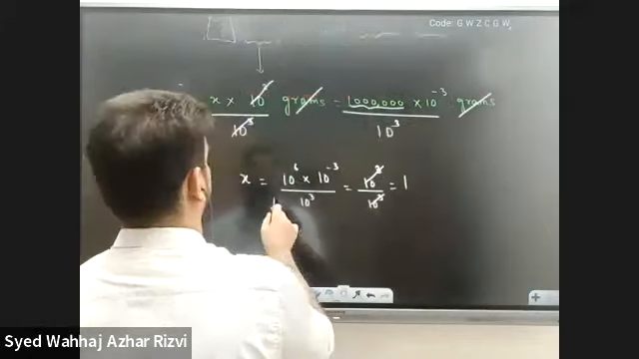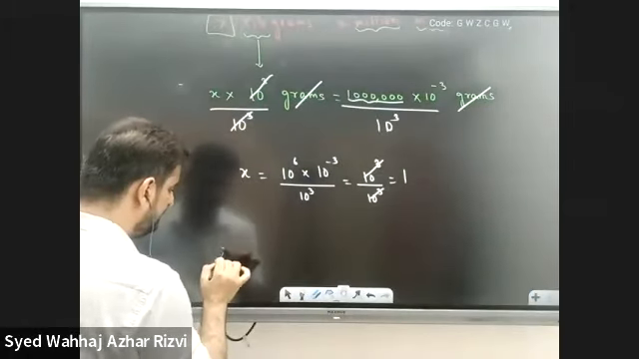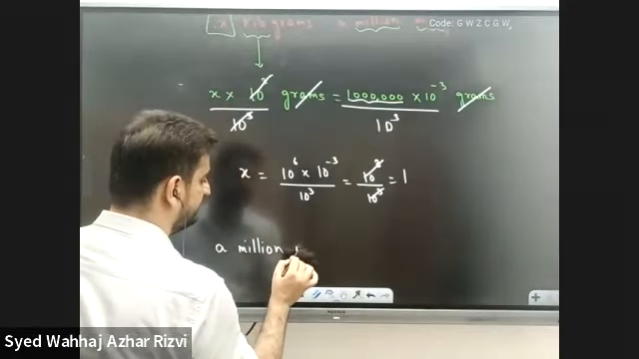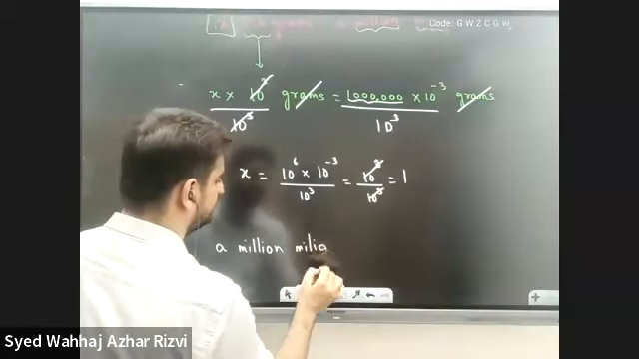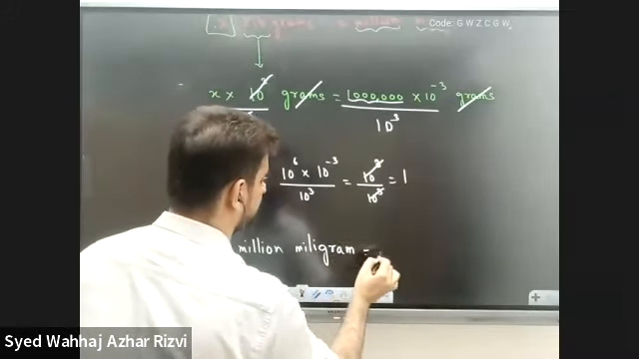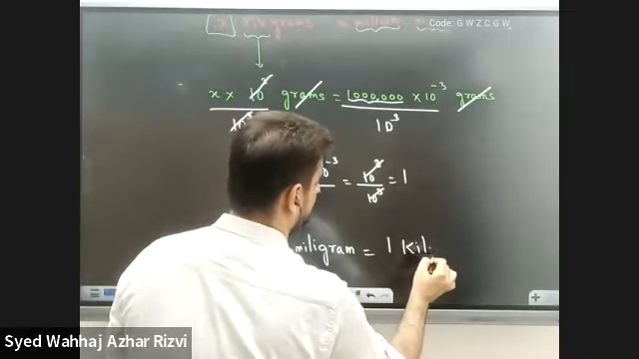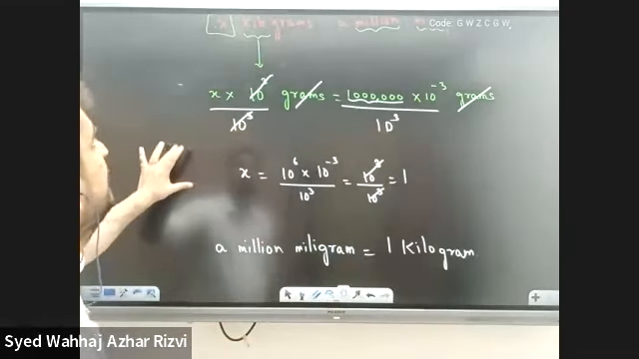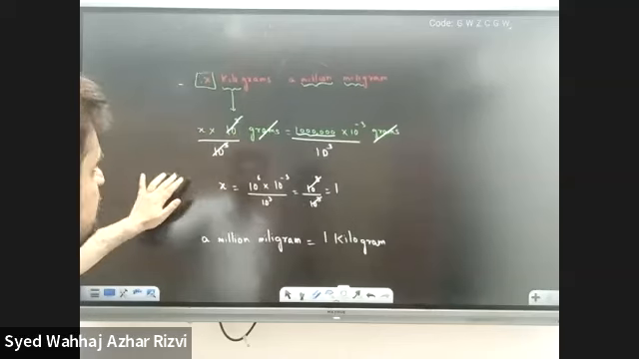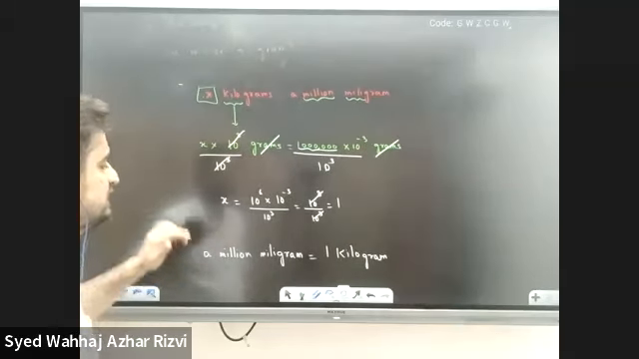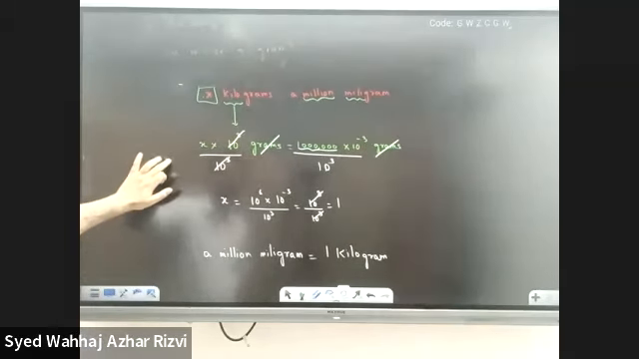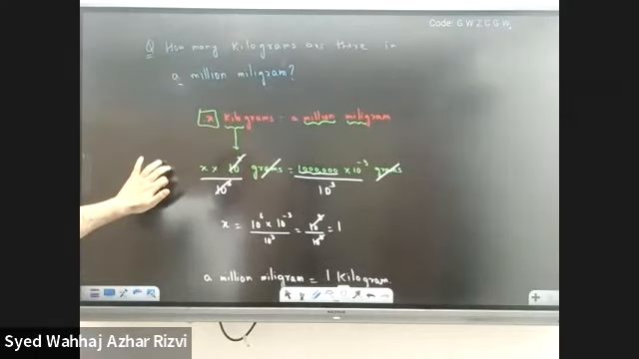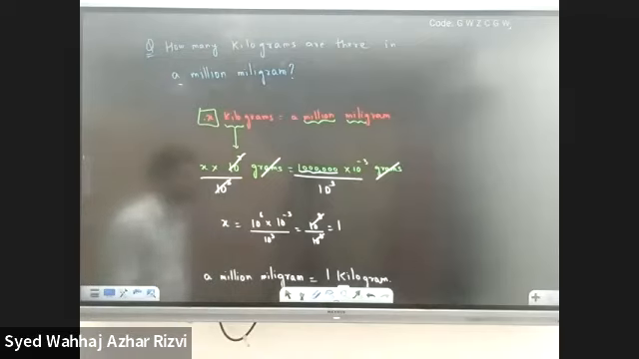So we can write a million milligram equals 1 kilogram. That is a question that we might have to answer in the examination. So that is the question, and that's the answer. Try to write it down in the notebook that you might be having. I'm giving you a minute or two to write it down.